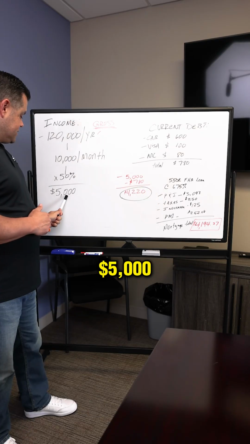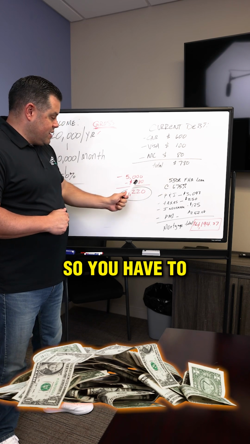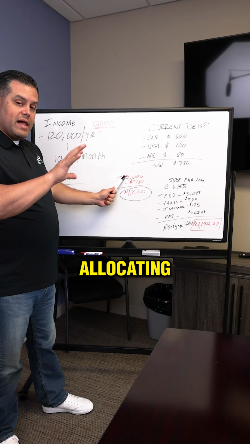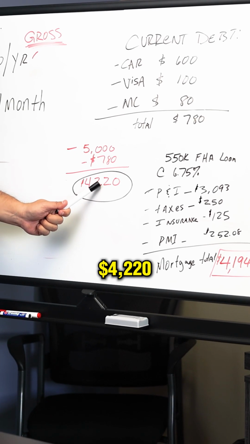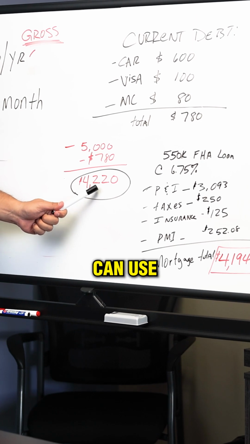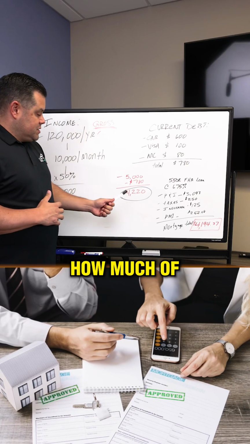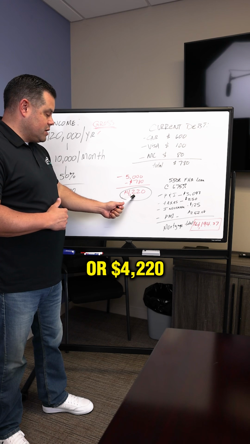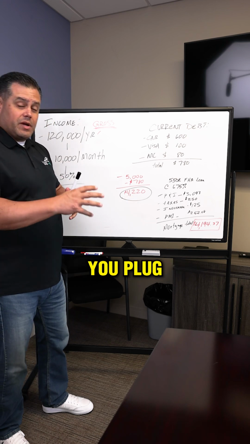Okay. So $5,000 we have available to use for your total debt, $780 that we already have currently. So you have to take that $780 away from the $5,000 that they're allocating for your total payments. That leaves us with $4,220 to play with, right? So now as a mortgage loan officer, we know that number is what we can use for a mortgage payment. So we reverse engineer, work backwards and say how much of a mortgage or how much of a purchase price is going to yield a $4,200 or $4,220 a month mortgage payment, right? That's where experience comes in, you plug in numbers, you kind of know.